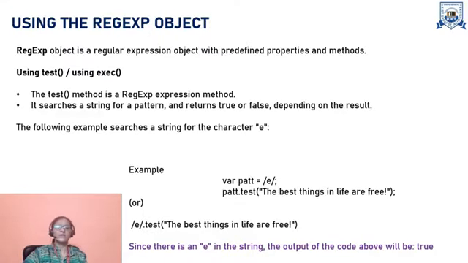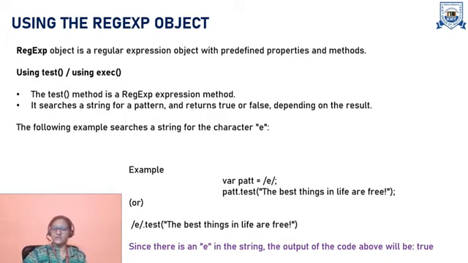Now using the regular expression object, the RegExp object. It is a regular expression object with predefined properties and methods, because it is an object, so definitely it has some properties and methods. Using test or exec. The test method is a regular expression method. It searches a string for a pattern and returns true or false depending on the result.